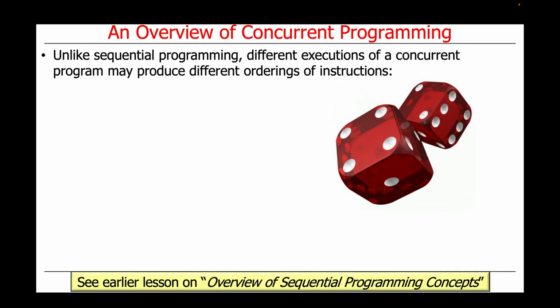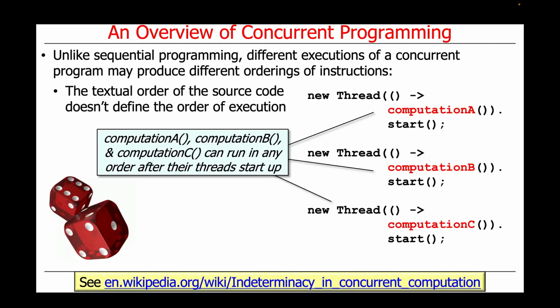Unlike sequential programming, different executions of a concurrent program may very well produce different orderings of instructions. So it's kind of like rolling the dice. You may get different results each time, unless, of course, you're playing with loaded dice, which will influence how the dice will roll. But we're not playing with loaded dice here.